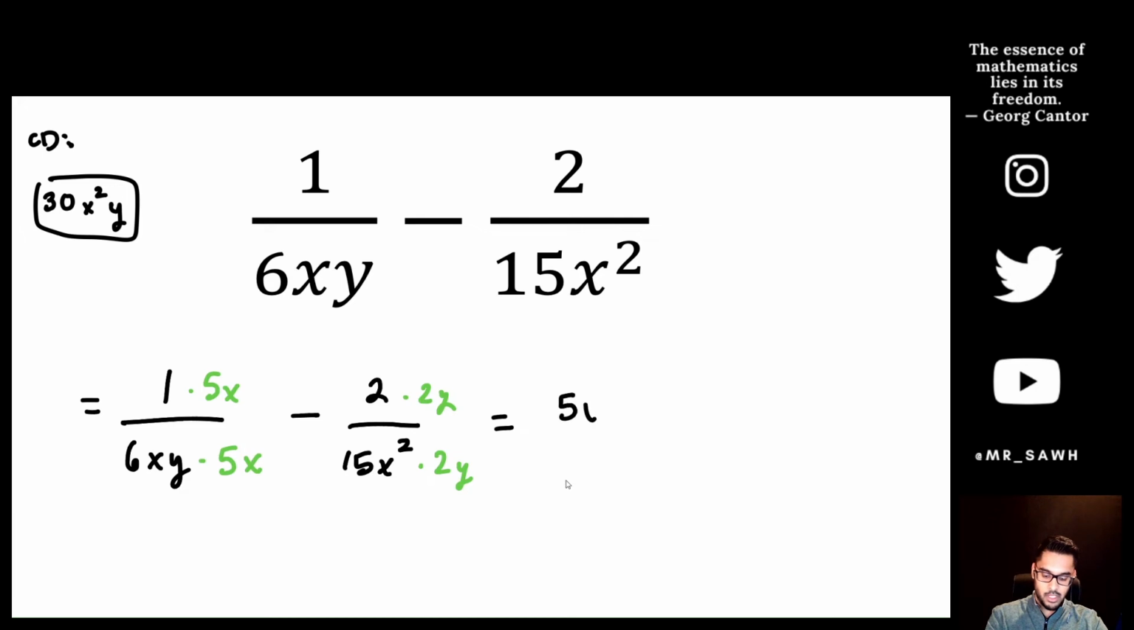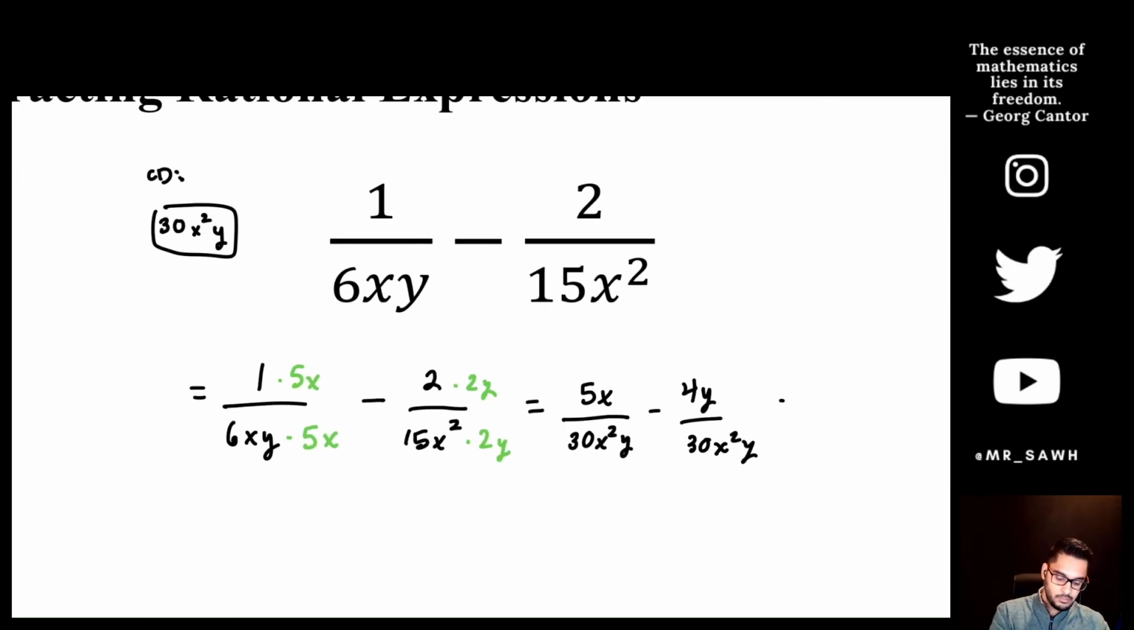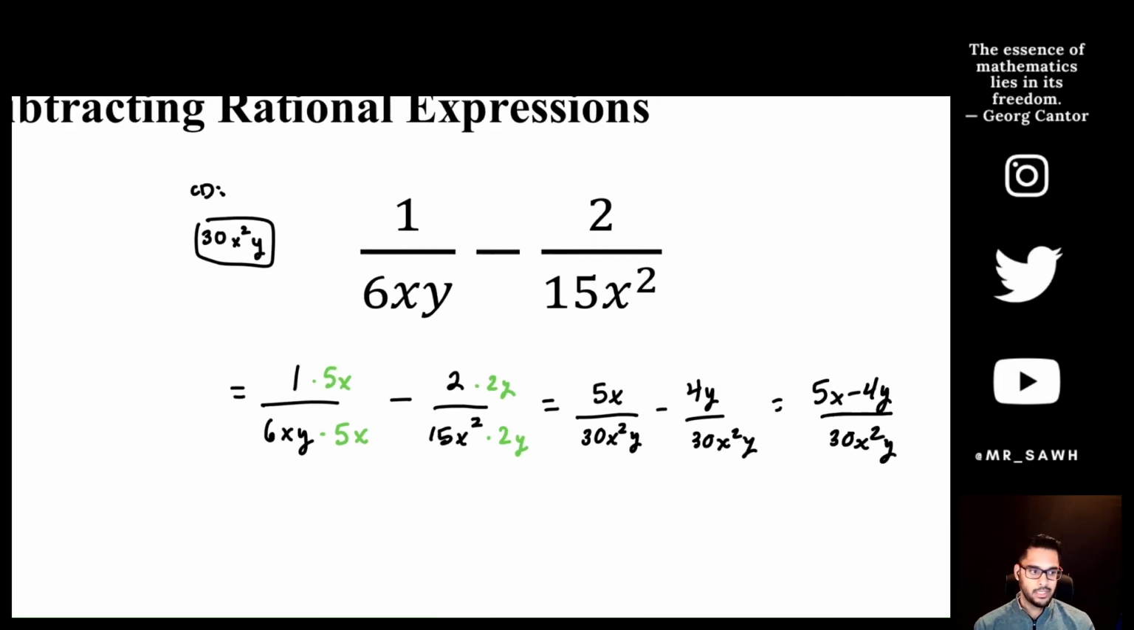So the first fraction changes into 5x as a numerator, but now 30x squared y as a denominator, minus 4y divided by, again, the same denominator, 30x squared y. That's the goal, right? Make them the same, and now I can subtract them to finish this off. So I get (5x minus 4y), whole thing divided by 30x squared y. So all of the same rules apply when it comes to rational expressions, right? They really are just fractions. They've just got some variables to think about. But other than that, really nothing changes.